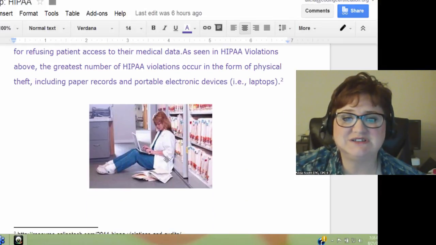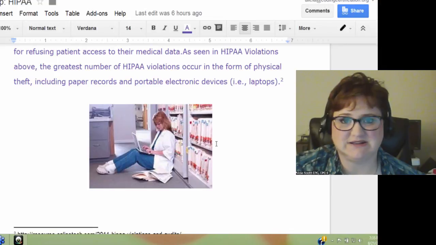We all are using this. I mean, when I was in the medical records department way back when, you would never see anybody with a laptop come in and be working on medical records, and now everybody's got a laptop that they're walking around with.